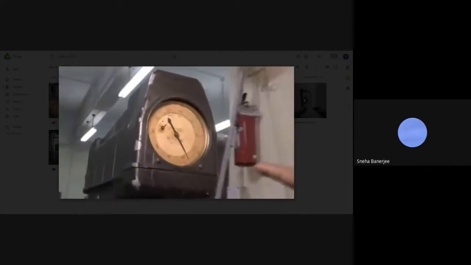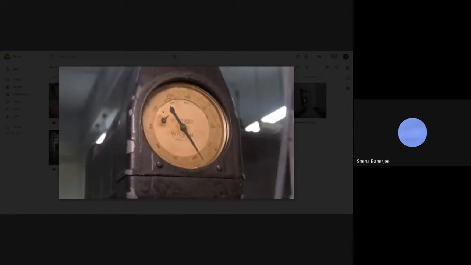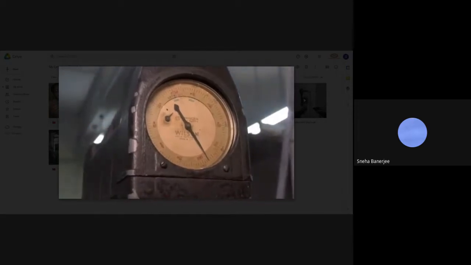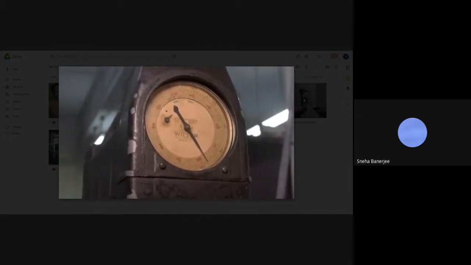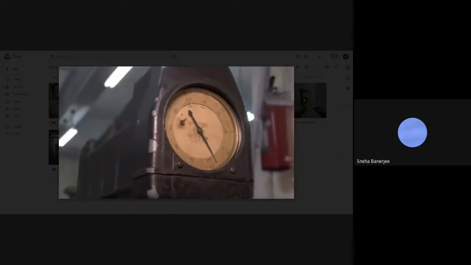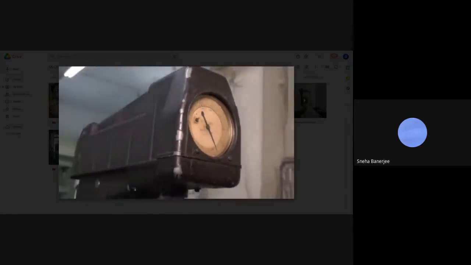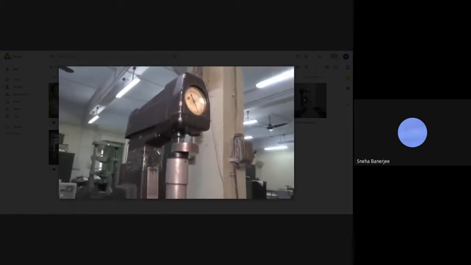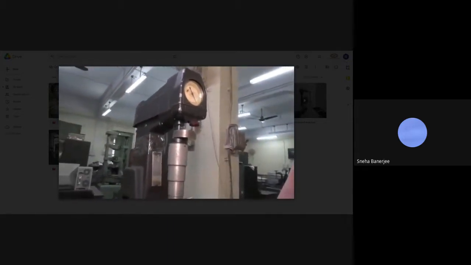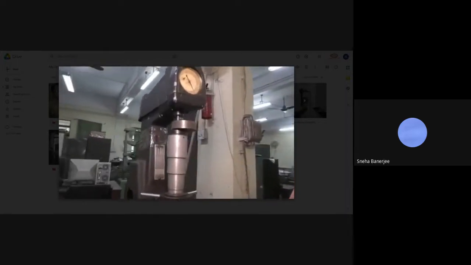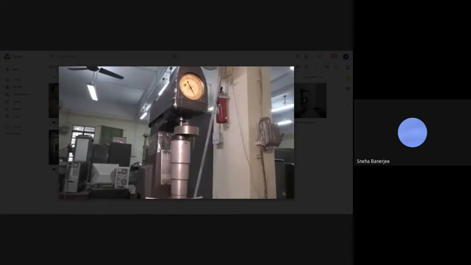Here you can see the value. Please read the value. How much is the value? 77. So this is Rockwell B scale. 77 is the value. So we can say the Rockwell hardness number of this sample is 77. More correctly, it is RB77. That means R stands for Rockwell, B means B scale, and 77 is the value. So this is one value. Let us repeat.